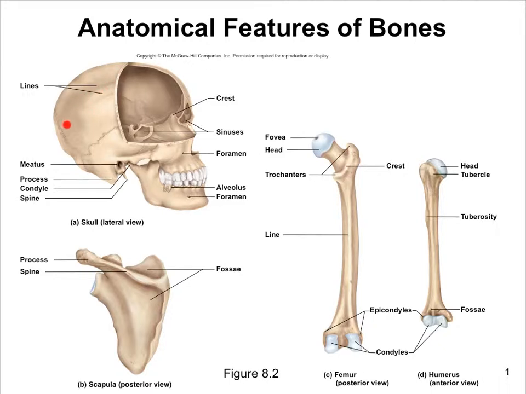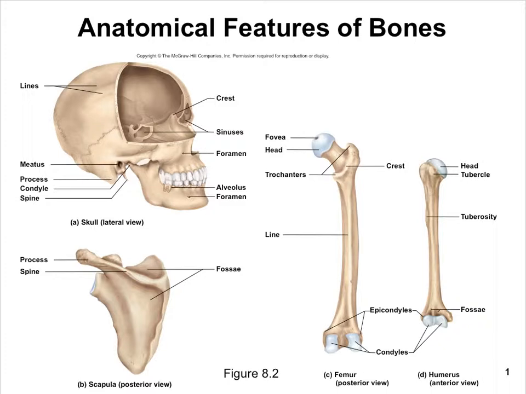Lines are slightly raised, elongated ridges that often something like a large tendon or large ligament might attach to, or something like that. A meatus or a canal is similar to a foramen, but is usually longer than it is broad, so it's just a little bit more cavernous.